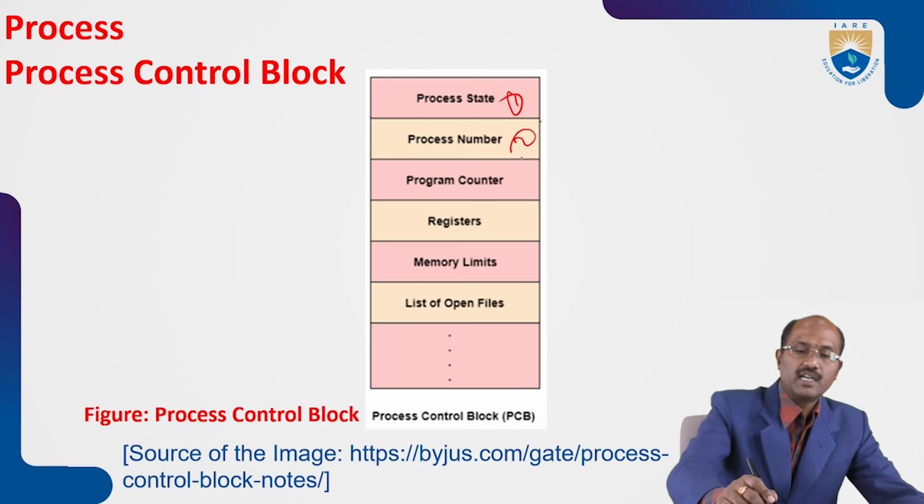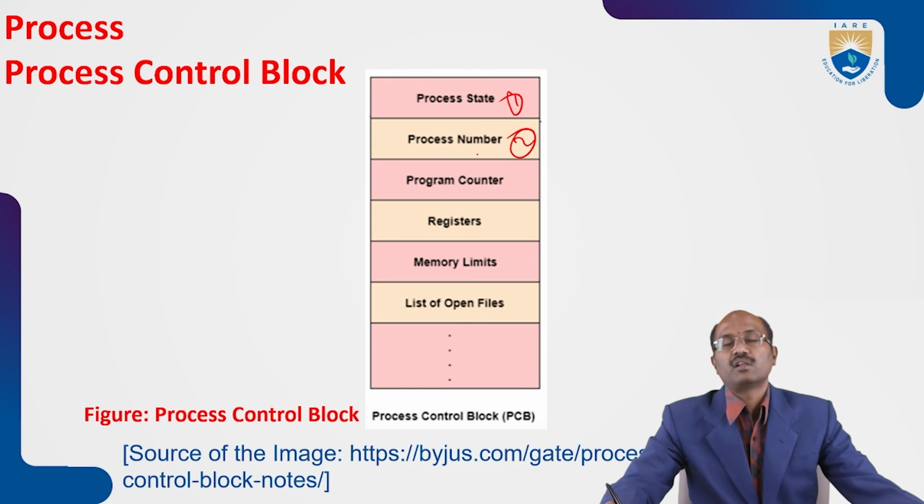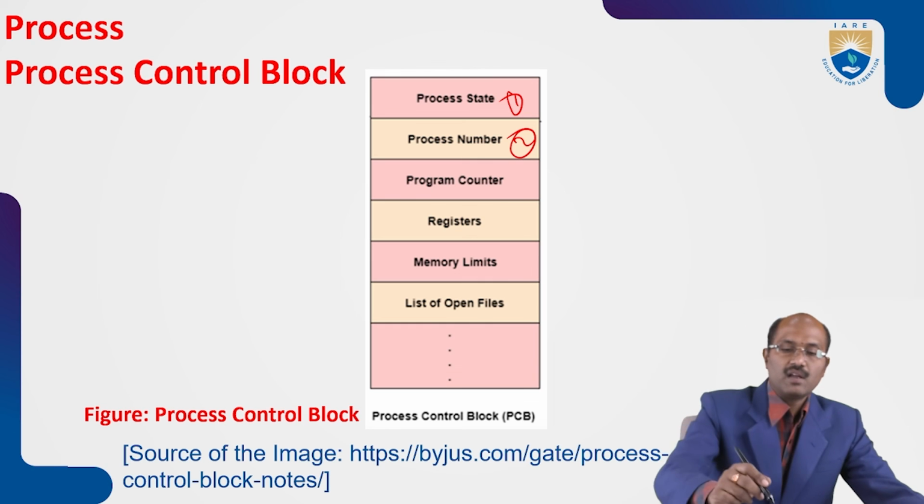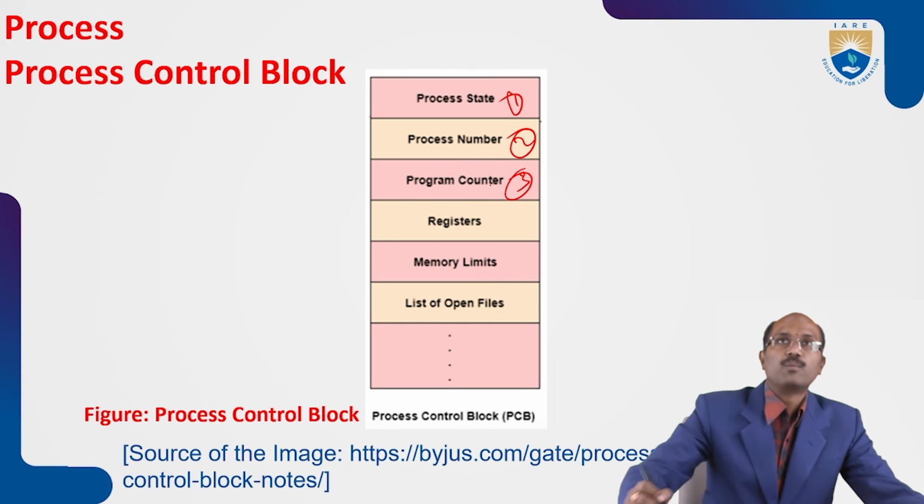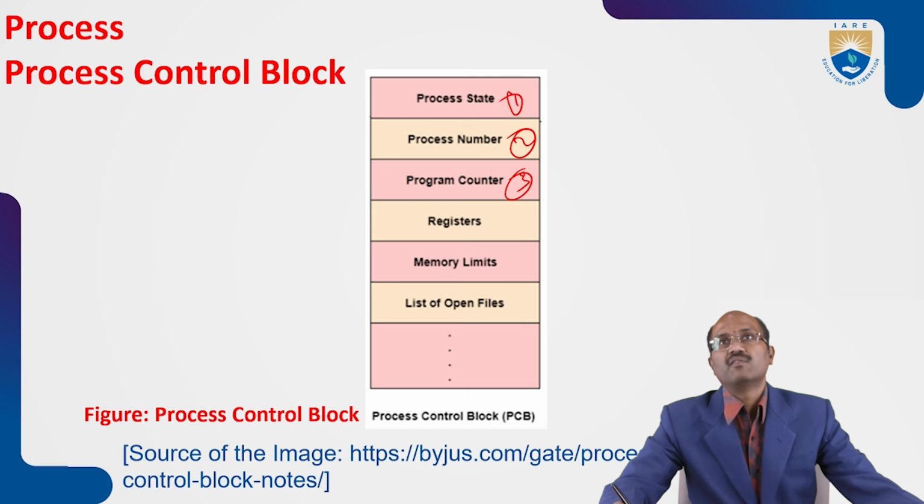The second data structure is the process number. Every process has a unique number, a unique ID, that defines the process number. Then the third data structure is the program counter. Once a process is going to be executed, the program counter gives which process is going to be next. Every time one process is completed, the next process is going to be executed. So every time the program counter is incremented by 1.